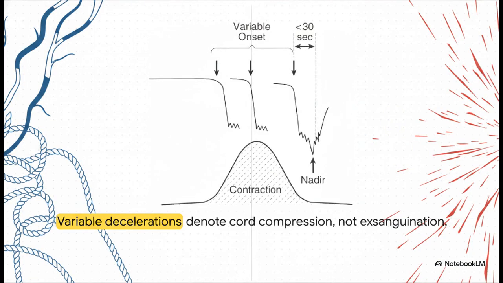This visual data brilliantly illustrates the distinction in fetal monitoring. Notice the standard variable decelerations. You can observe that abrupt drop from baseline to nadir in under 30 seconds, which is typical of umbilical cord compression. But in vasa previa, you won't see that recovery. Instead, you see catastrophic sustained bradycardia or a sinusoidal pattern that strictly indicates severe fetal anemia and terminal exsanguination.